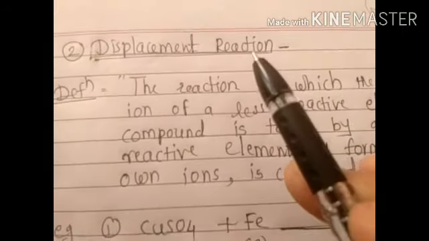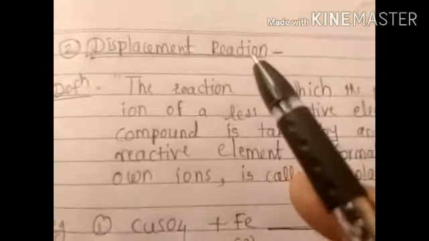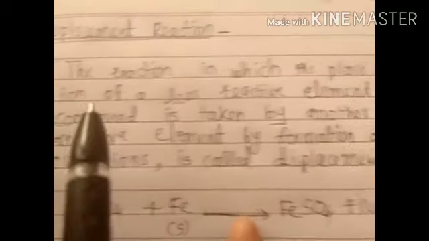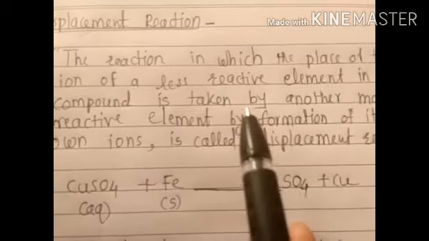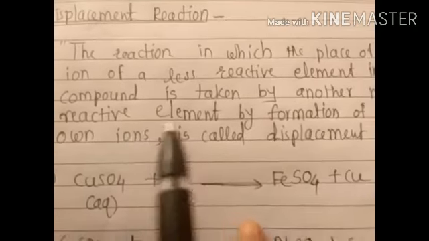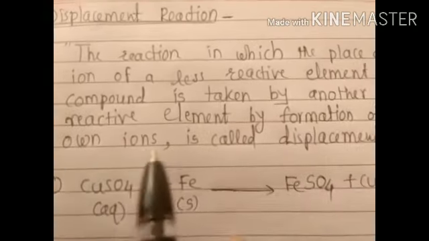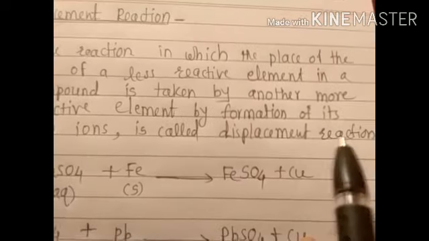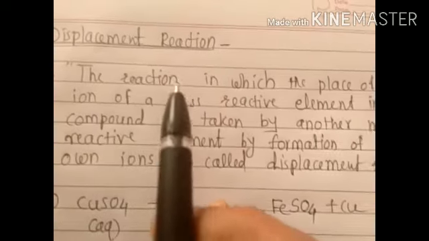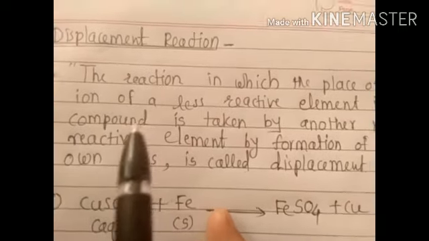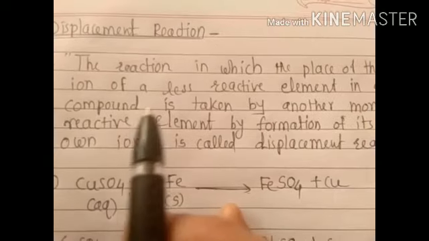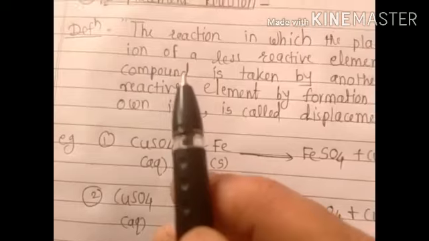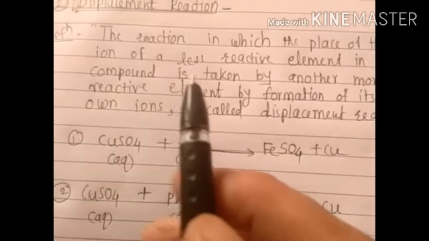The next type is displacement reaction, and the definition is the reaction in which the place of the ion of less reactive element in a compound is taken by another more reactive element by formation of its own ion is called displacement reaction. We know that whenever there is a formation of compound, it is made with two or more than two elements, and the elements in that compound may be less or more reactive.